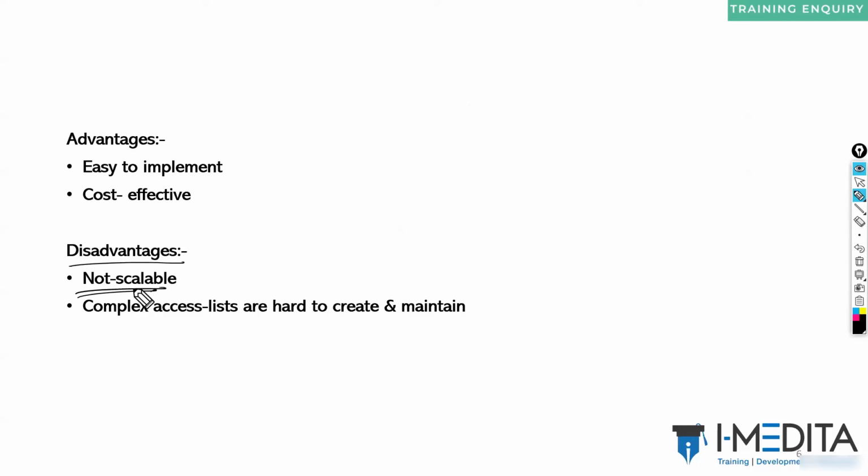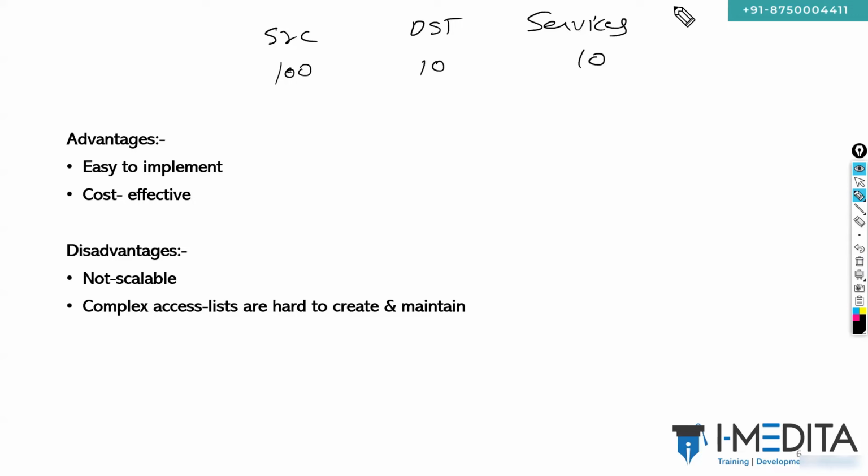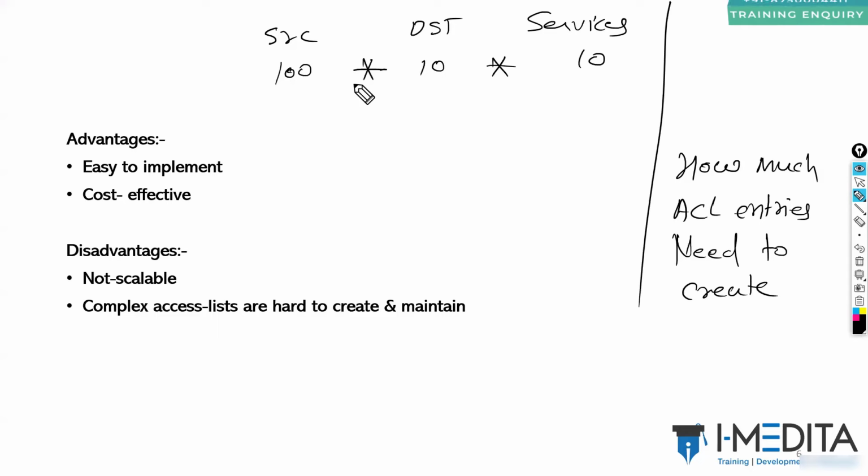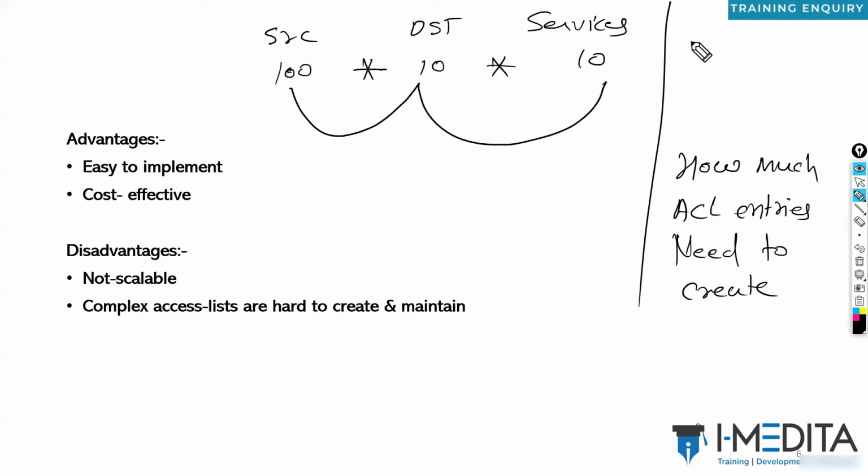First, it is not scalable. What is the meaning of not scalable here? It means if we have some sources like 100, some destinations like 10, and some services like 10, then the question is, how many ACL entries need to be created? The formula is to multiply source with destination, then multiply with services. 100 multiply 10 is 1000, multiply 10 is 10,000.